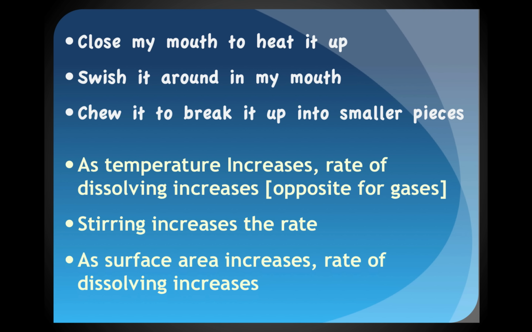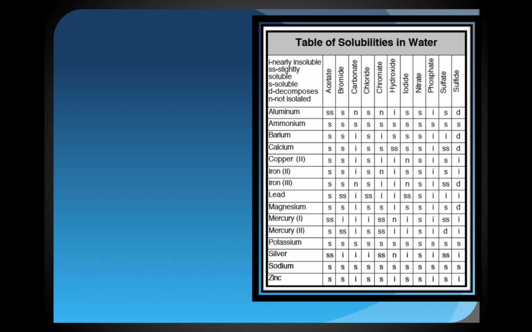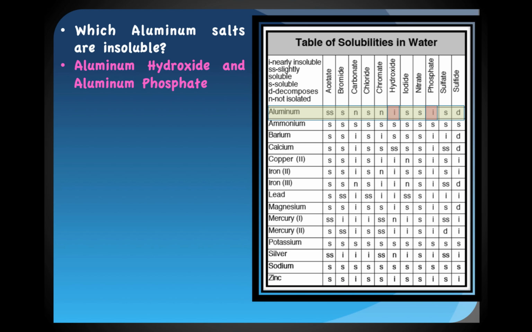Now let's go to Table E of your reference tables, which gives you the relative solubilities of substances in water. Let's consider the table shown on the right, which is very similar to your Table E. Which aluminum salts are insoluble? So you want to find aluminum. Look at aluminum. Do you see which two aluminum salts are insoluble? That would be aluminum hydroxide and aluminum phosphate.